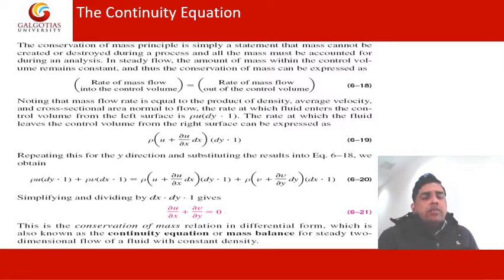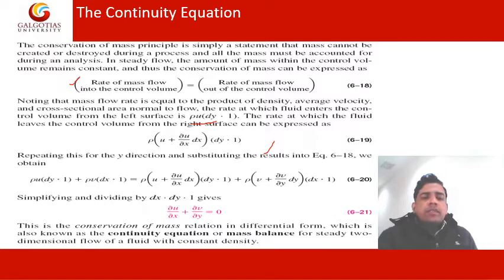Or you can say the conservation of mass principle. The rate of mass flowing into the control volume is equal to the rate of mass flowing out of the control volume. The control volume here is the volume element that we have chosen for our study. Note that mass flow rate is equal to the product of density, average velocity and cross-sectional area normal to the flow. So the rate at which the fluid enters the control volume from the left surface is rho u dy times 1. The rate at which the fluid leaves the control volume from the right surface can be expressed by this equation.